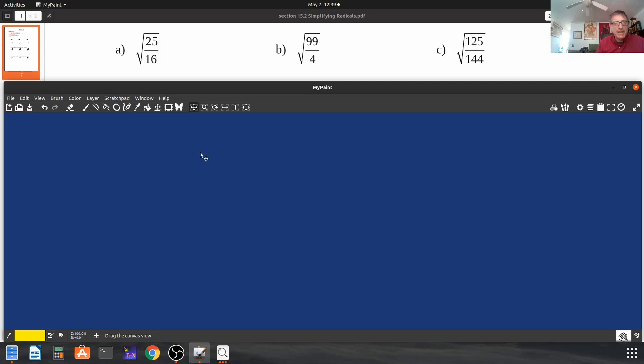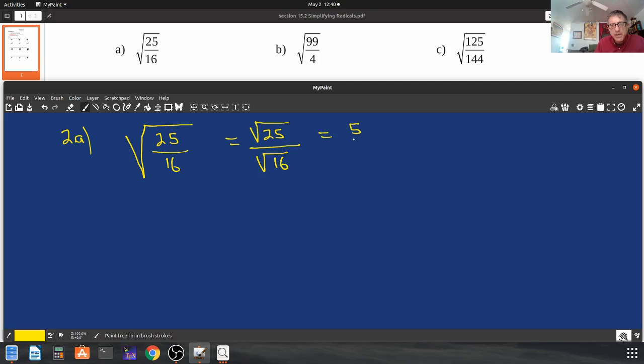So it's not going to be bad. So the quotient rule, maybe this is 2a. We'll be doing the same thing. We're just splitting the problem up. So the first thing I'm going to do is use the quotient rule. The square root of a over b is the square root of a divided by the square root of b. But the square root of 25 is 5, and the square root of 16 is 4. That's not so bad.